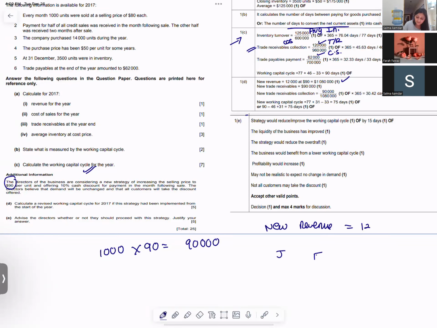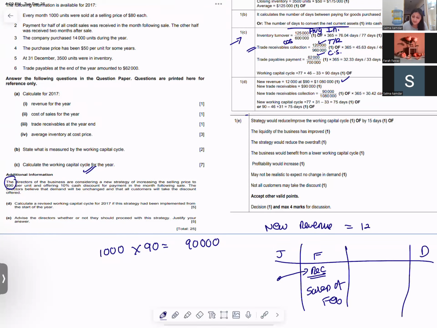Suppose in January and February, every month I'm going to sell 1,000 units. Suppose I'm selling in January, I will receive the payment for January's sales in February. So my trade receivables for February would be only the sales of February. My trade receivables of December would only be the sales of December, because the November sales, I will receive the money in December.